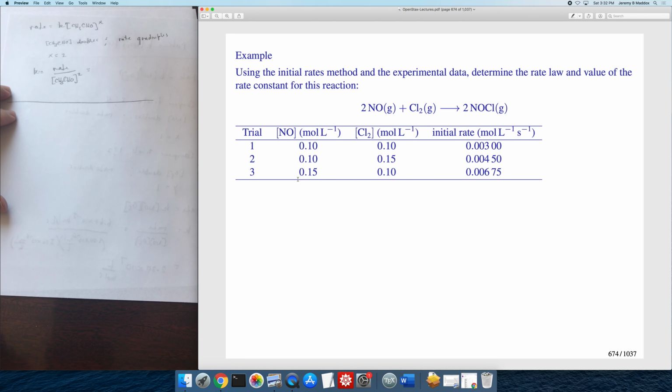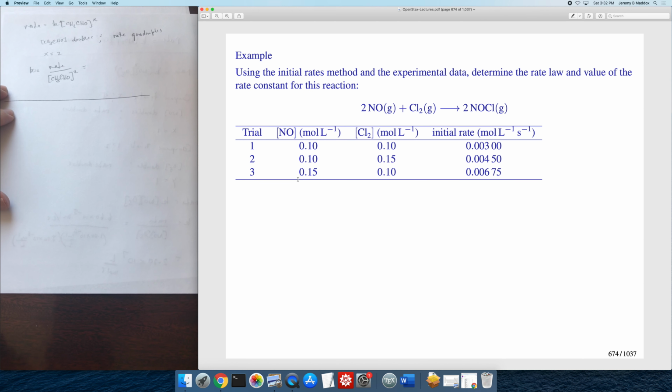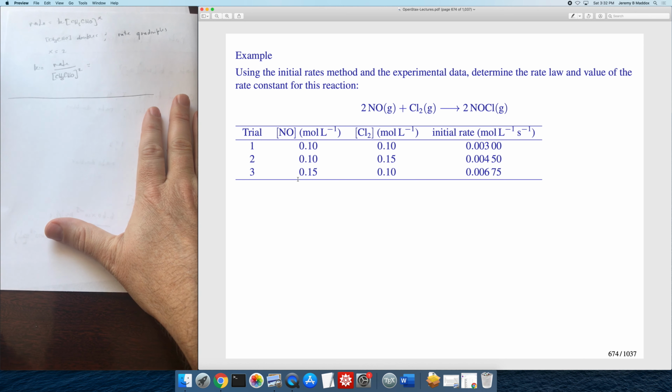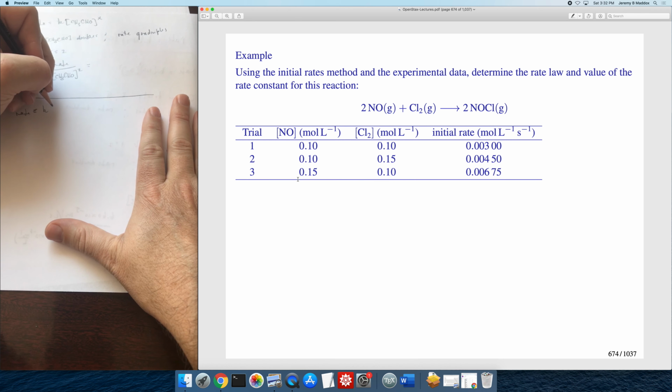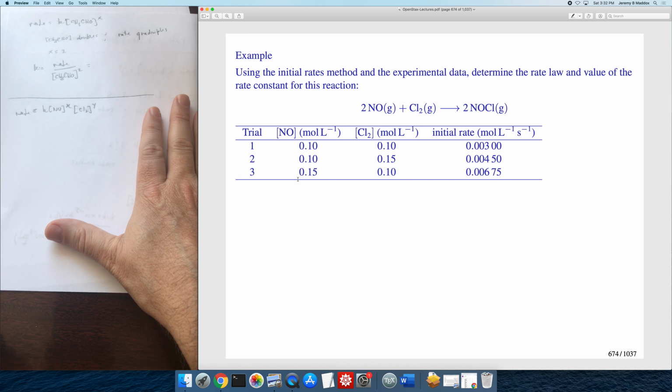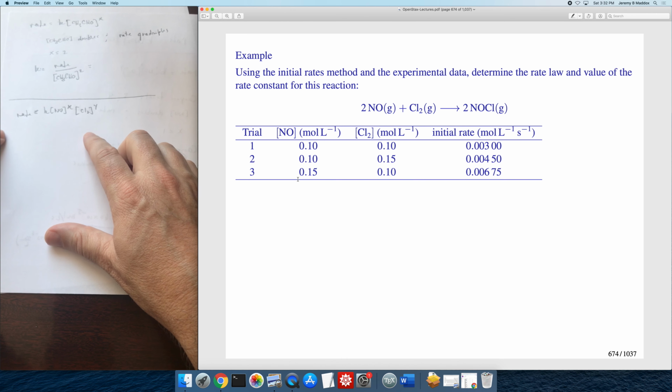I'm going to move on to this next problem here, which is a little bit more complicated due to the fact that the concentrations aren't evenly doubled. Okay, so we've got this reaction. The rate will be equal to some rate constant k times the nitrogen monoxide concentration to some power x times the concentration of the chlorine to the y. Okay, and so I need to find x and y.